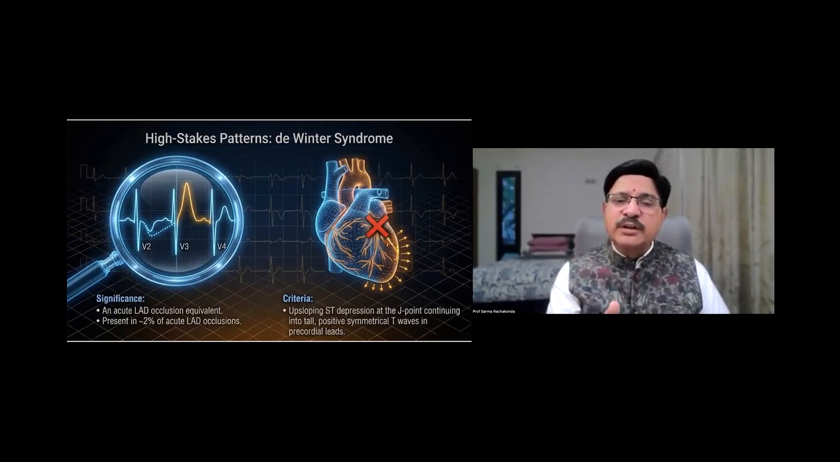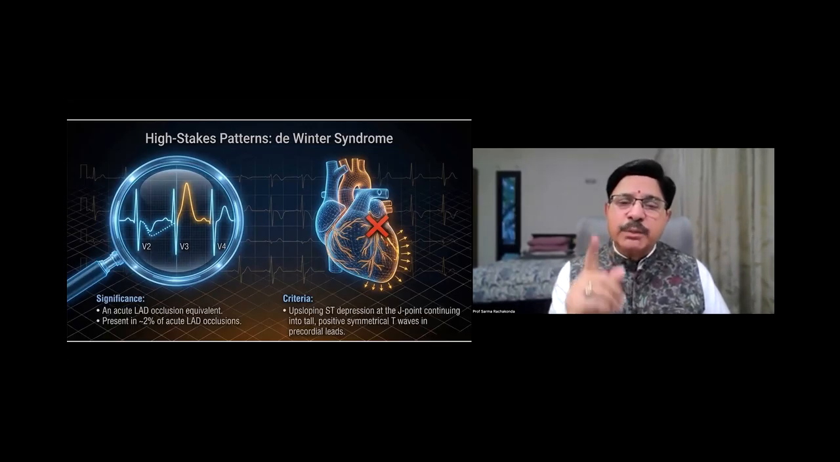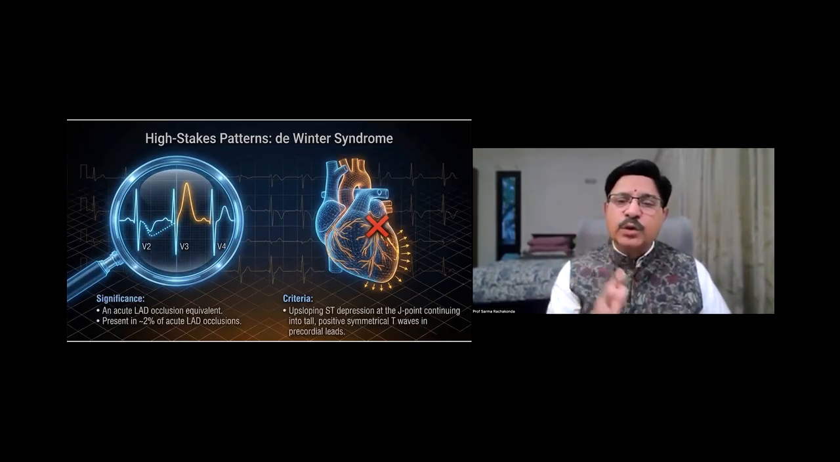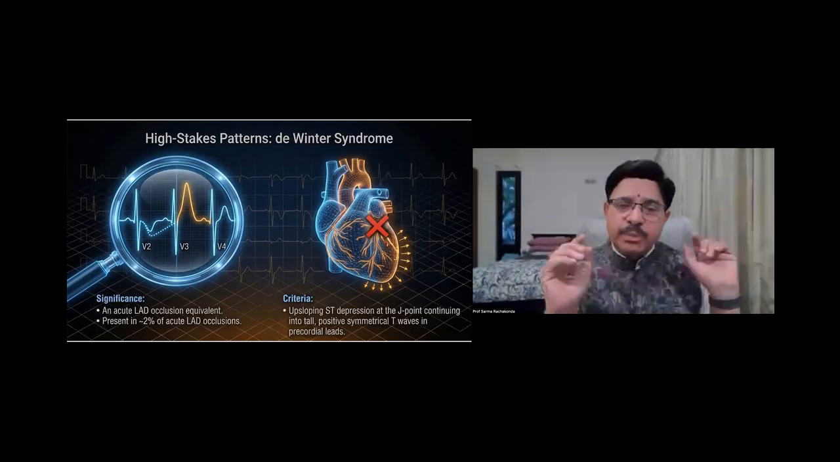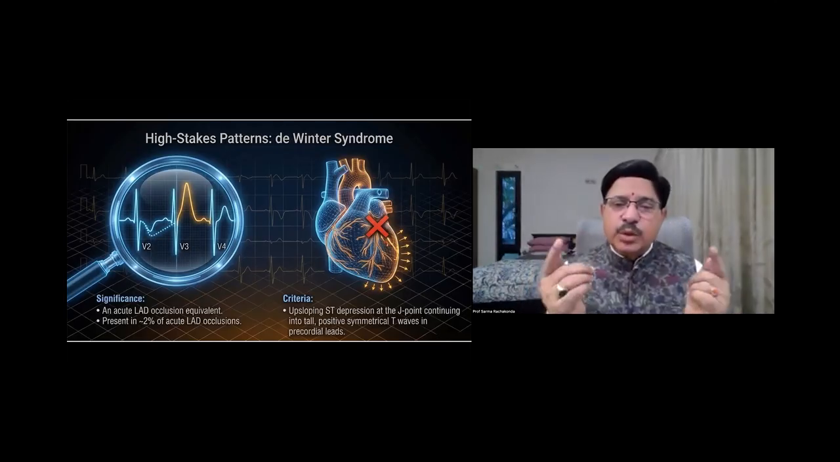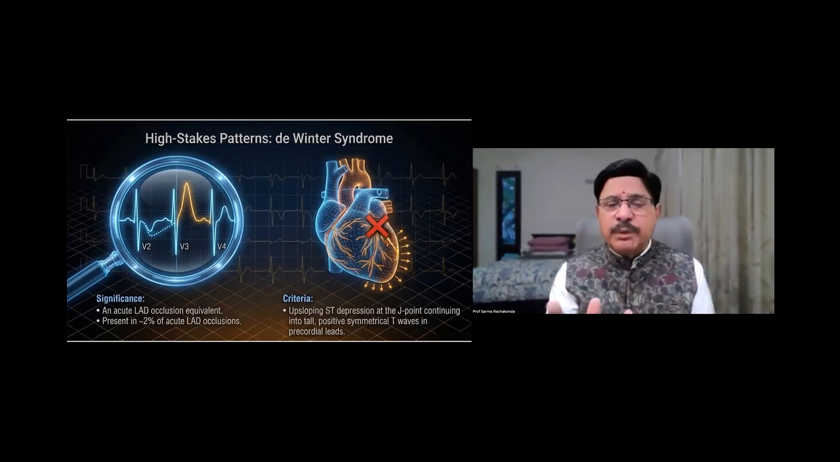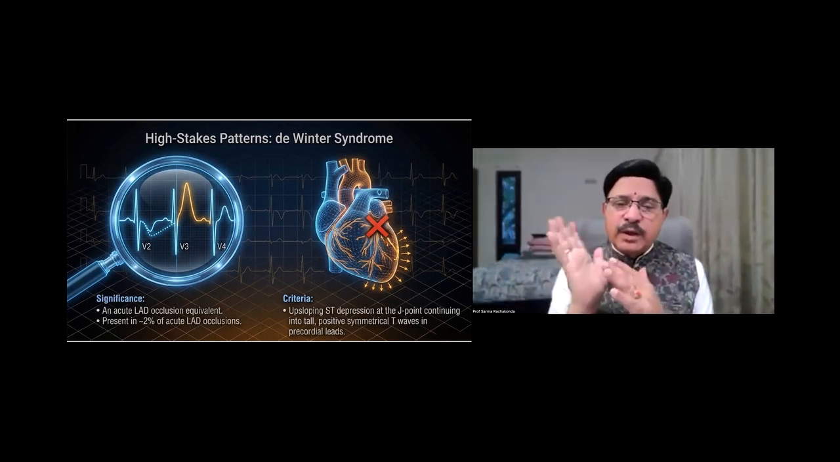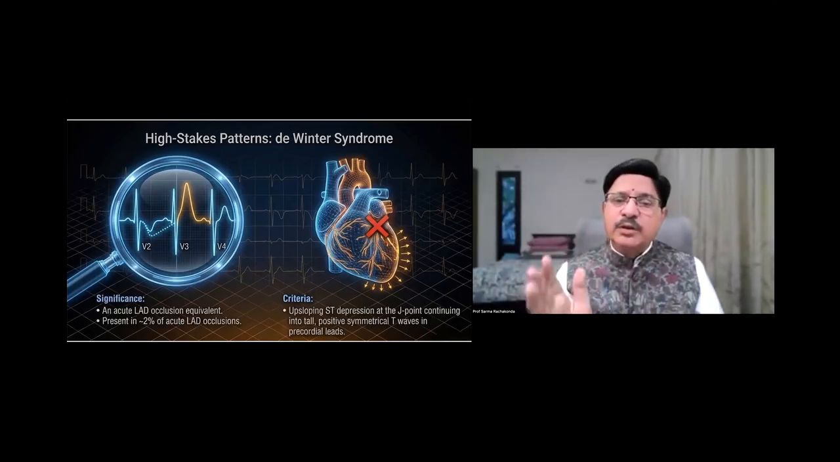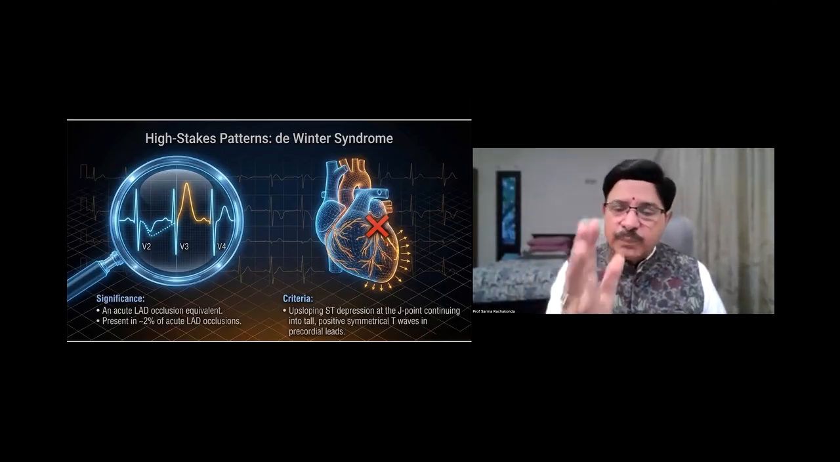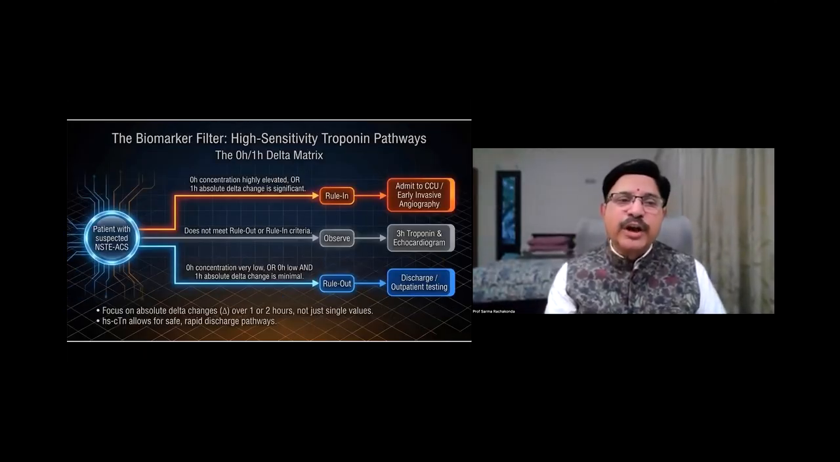One other important thing is new onset bundle branch block. How do I know it is new onset? There is a left bundle branch block, the LBBB pattern is there, but the patient's previous ECG, 1 year old or 6 months old, does not show it. That means he is presenting with a new LBBB. New bundle branch block, either LBBB or RBBB, but more robust is LBBB. A new onset LBBB is also a criterion for a high stake situation.